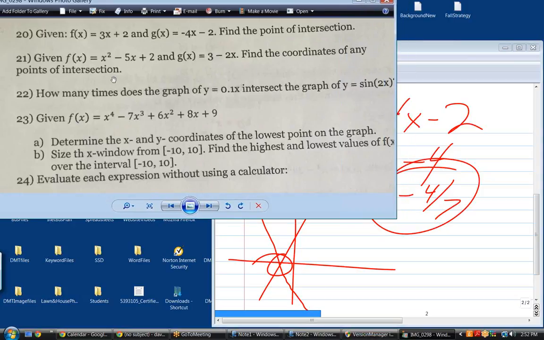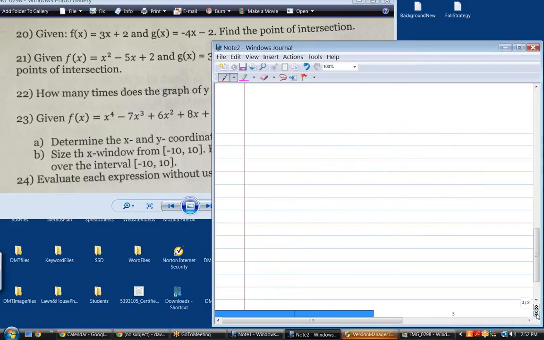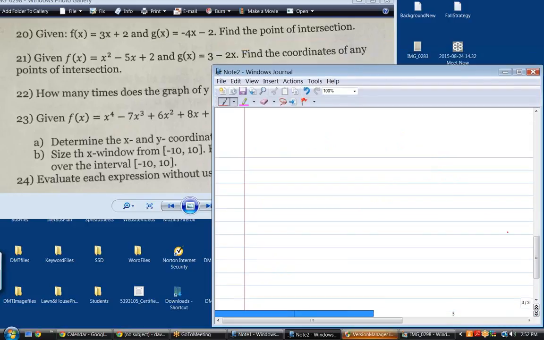Okay, this is basically the same thing, only they want the coordinates, not the single x value. They want the x and the y value. Getting the y value is relatively easy once you get the x value because you just plug it in. The y value is going to be the g of x. But first, if I set these equal to one another and then solve, what's the first step in solving?